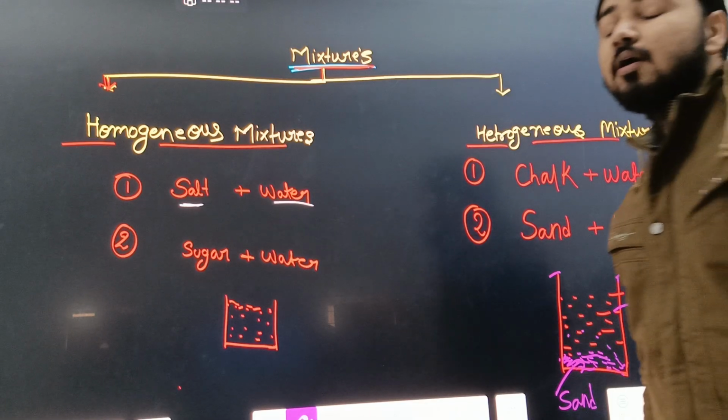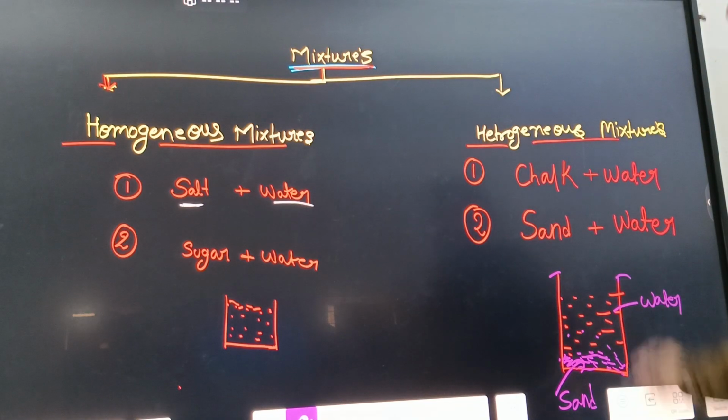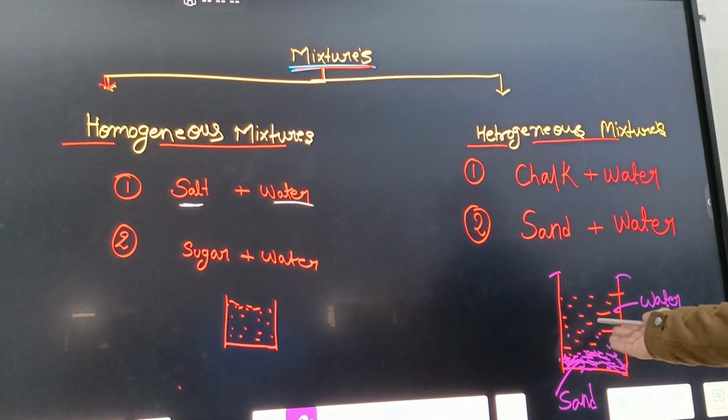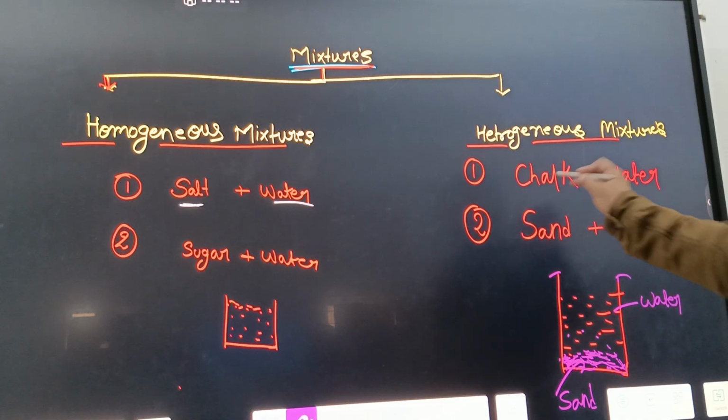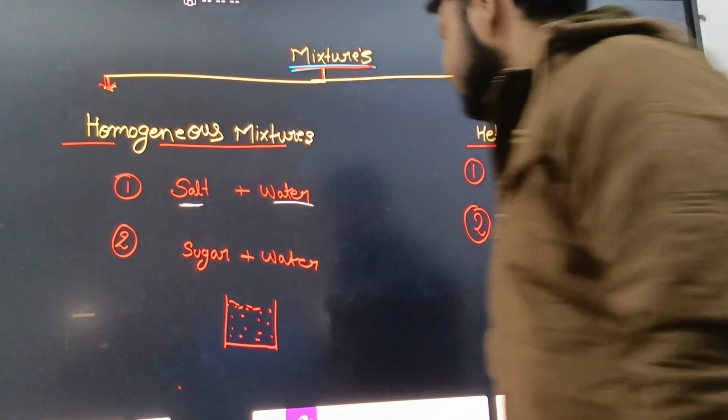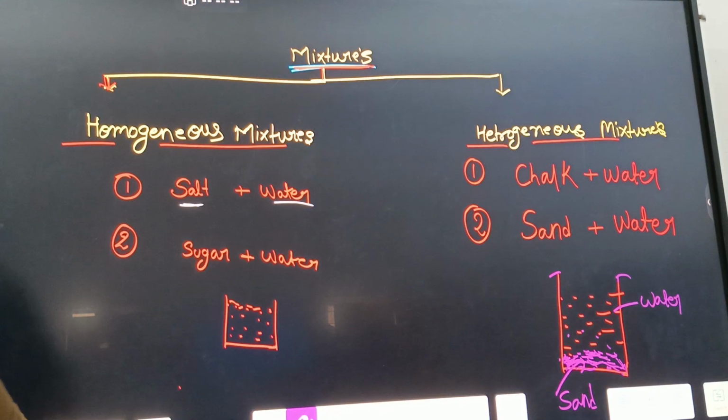You all know, students, that when we leave this beaker for 10 to 15 minutes, in a heterogeneous mixture the sand settles at the bottom and the water is at the upper portion of the beaker. Like that, in a sand-water mixture or chalk-water mixture, we can see the chalk or sand easily with our eyes. So these are the homogeneous and heterogeneous mixtures. Now we will go to a new slide, students: separation techniques.